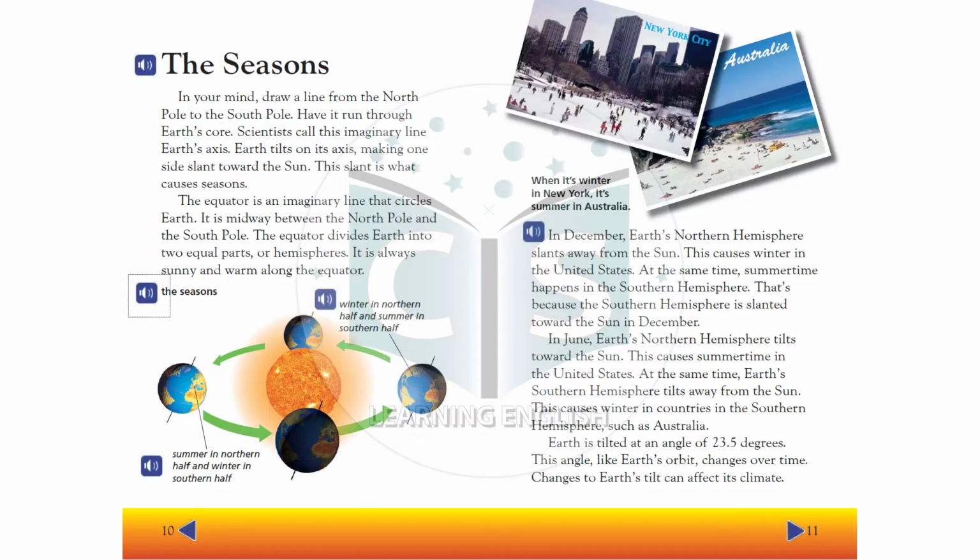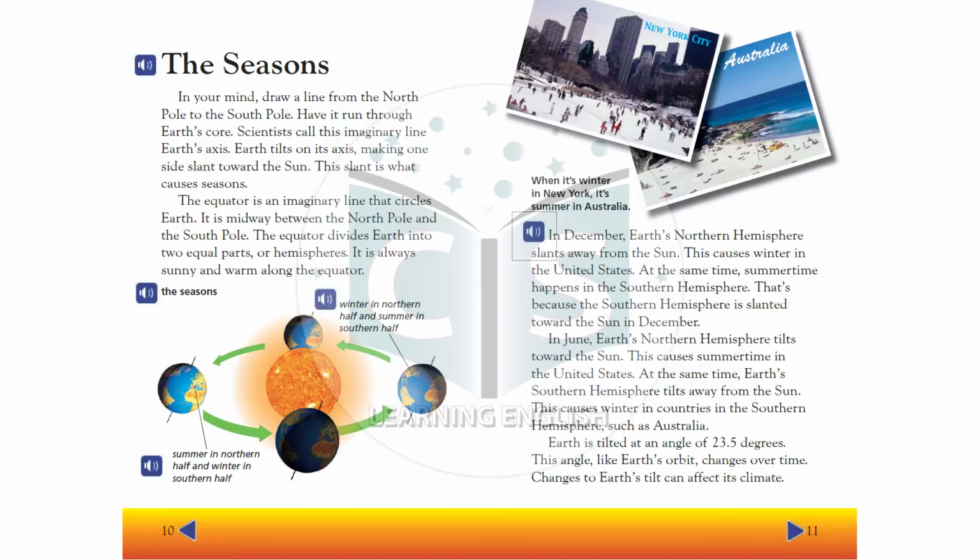The seasons. Winter in northern half and summer in southern half. Summer in northern half and winter in southern half. In December, Earth's northern hemisphere slants away from the Sun. This causes winter in the United States. At the same time, summertime happens in the southern hemisphere. That's because the southern hemisphere is slanted toward the Sun in December.